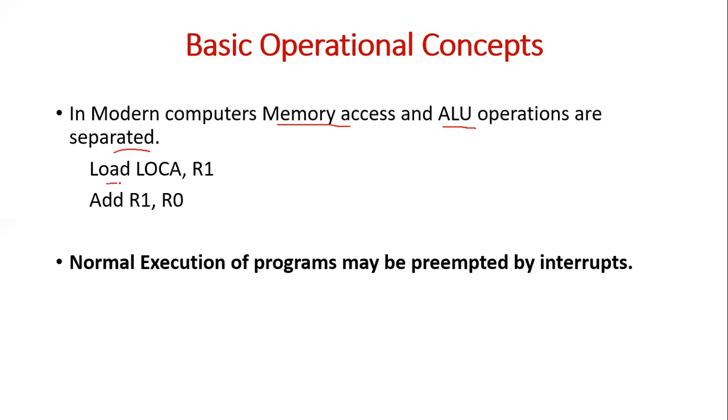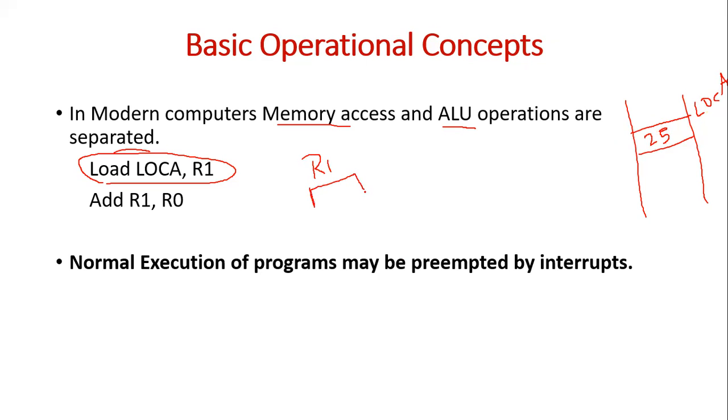First, there will be an instruction called load LOCA, R1. What it will do is load the value corresponding to LOCA into the register R1. As already discussed, let us assume this particular location in the memory is called LOCA. If this location contains the value 25, then load LOCA, R1 will load the value available in the location LOCA into R1. So now R1 will contain the value 25.